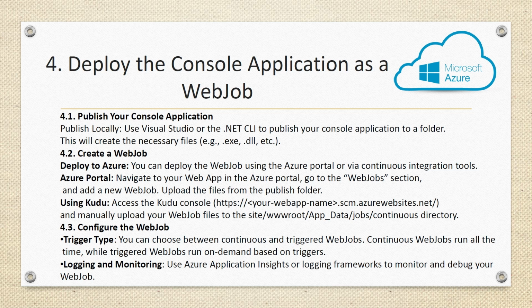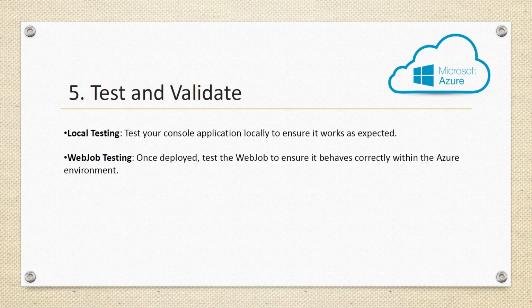First, you need to understand your Windows service. After understanding the Windows service business logic, you need to convert your Windows service to console applications. After the conversion, you need to deploy them as web jobs. Next, once you have deployed your application as a web job, you need to test and validate.